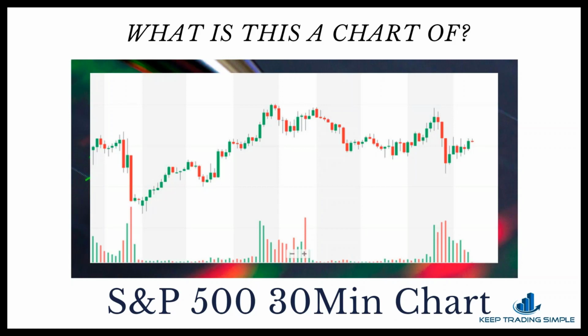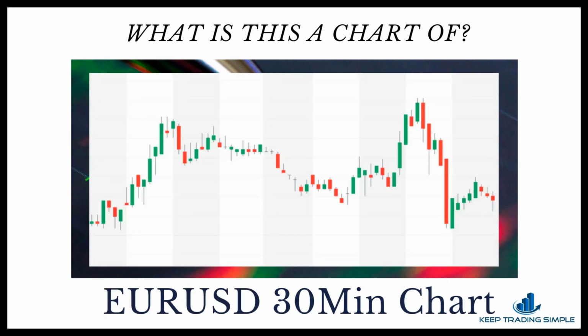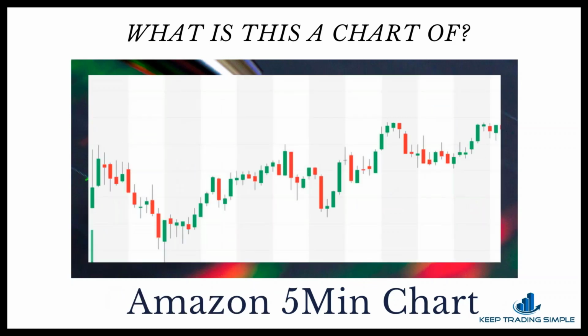S&P 500. Okay, did you guys get that? It was the S&P 500 30-minute chart. The second one was the Euro Dollar Forex chart, 30-minute chart. Last one, and again, let's see if anybody's a ringer, Amazon 5-minute chart. So you may be saying, what the heck is the secret?